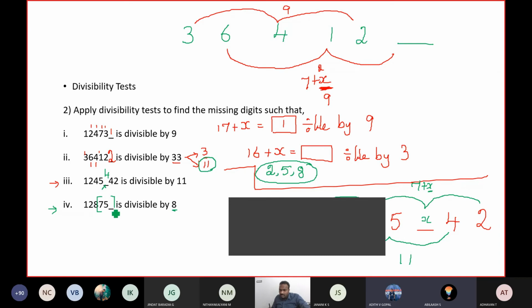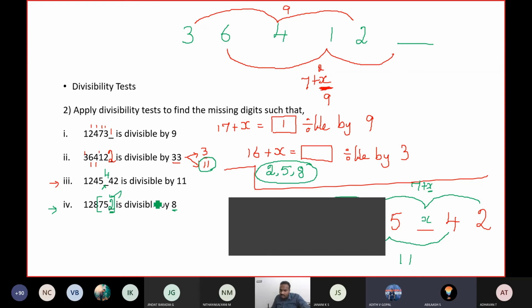Come on guys, fast. 752 can be divided by 8. Very good. So the last digit should be 2 because only 752 is divisible by 8. So it cannot be any other digit.